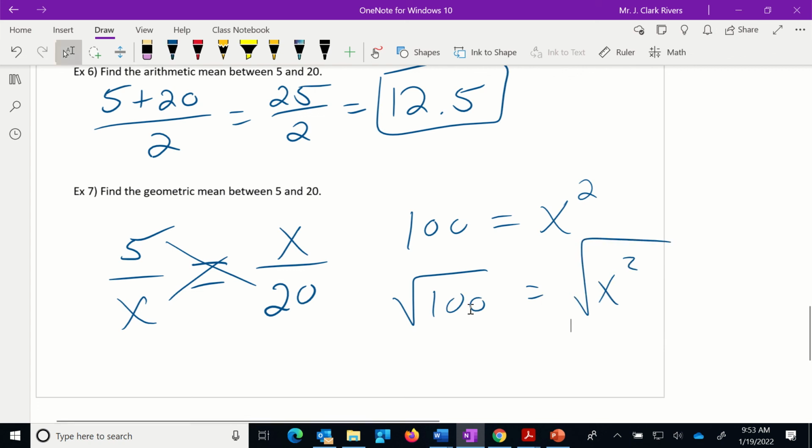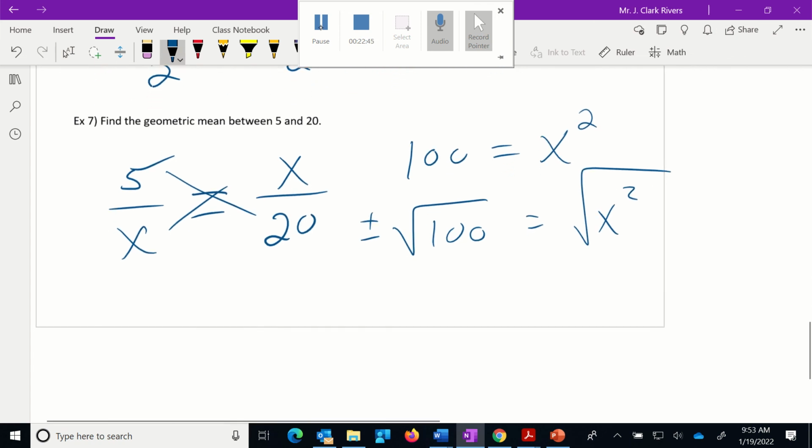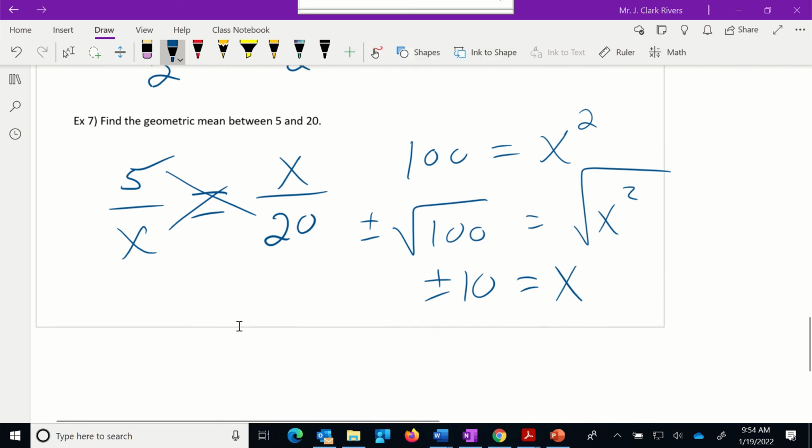There's something that has to happen here. Yeah, so whenever we take the square root of a variable, like we do here, we have to put plus or minus in front of the other side. So it's going to be plus or minus 10 is equal to x, okay? So we get x equals plus or minus 10.